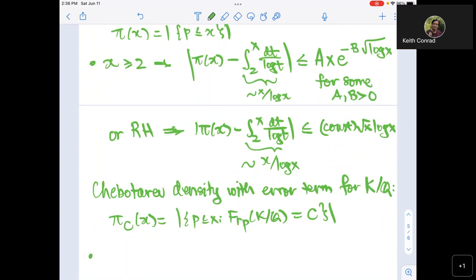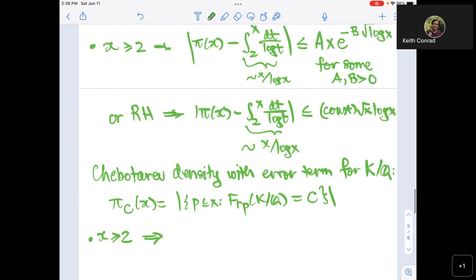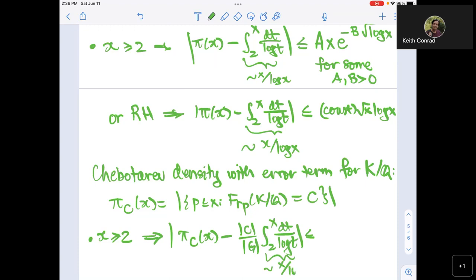So then the theorem would be: if x is at least 2, then the difference between the prime count and absolute C over absolute G times the integral. So again, this grows like x over log x. It grows like the number of primes up to x. It grows like pi of x, right? So the ratio of pi_C(x) to pi(x) goes to |C| over |G| in magnitude.